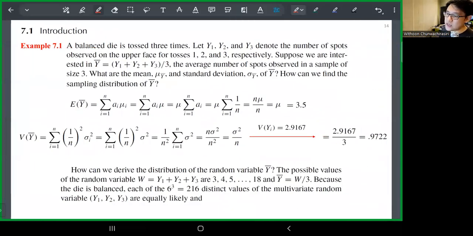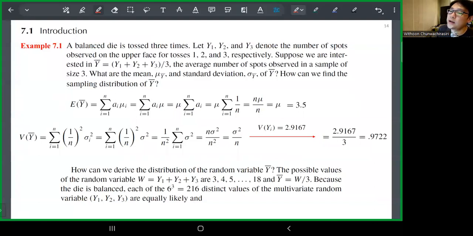All right, the easiest way is just taking a look at one example. It's going to be simple. You have a die which is balanced and is tossed 3 times. Let y1 all the way to y3 denote the number of spots observed on the upper face of the toss. So whichever face comes up, we take that.